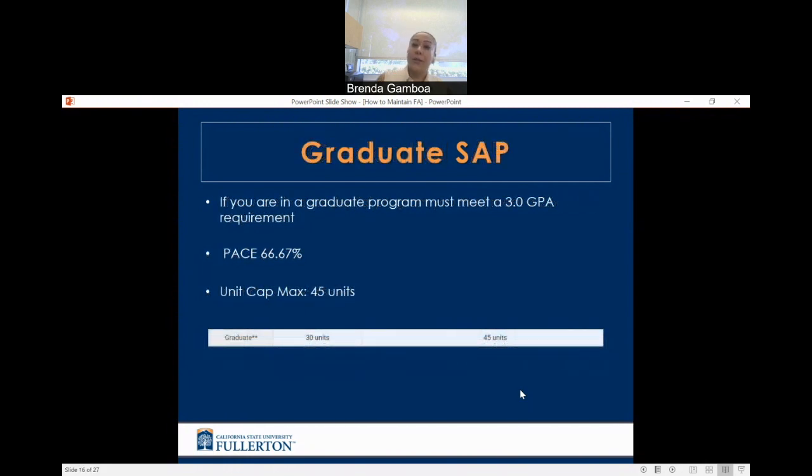For graduate students, your GPA requirement is 3.0. The PACE, again, is the same, 66.67%, and the unit cap is 45 units. So for graduate students, typically you need to complete 30 units to get your degree, but you have up to 15 extra. And like I mentioned, there are some programs that have a larger unit cap. If you scan the QR code, it'll take you directly to that website and show you which programs have a larger unit cap.